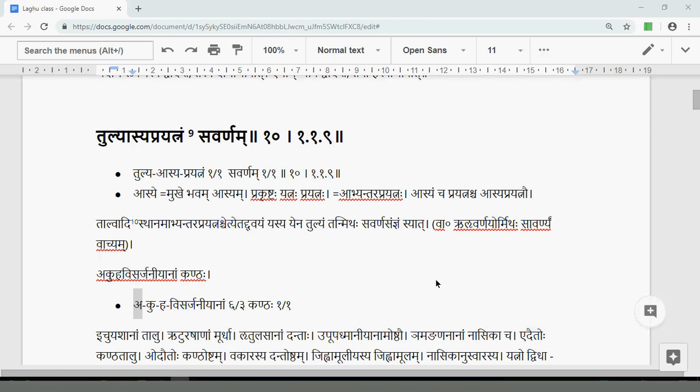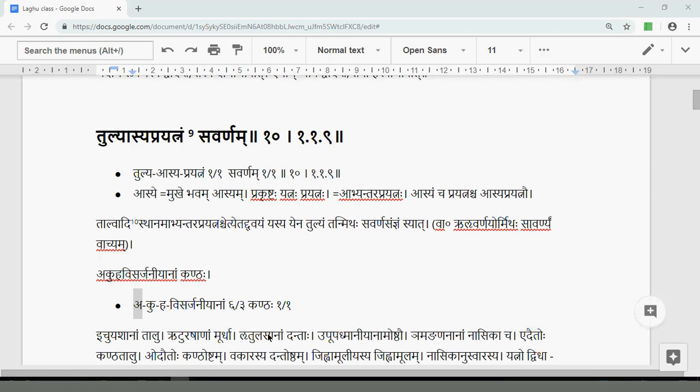Yeah, these are not really sutras per se as a part of sutra patha, but these are shiksha sutras. They are sutras, but they are called shiksha sutras. So a-ku-ha-visarjaniyanam kantha, because it is easier to remember. Otherwise, if we don't know this, we somehow make do. Nobody teaches this in modern schools. The teacher says something, they themselves don't know how to make a difference between sha and sa. Then in the varga panchama, all the nya, nya sound the same.